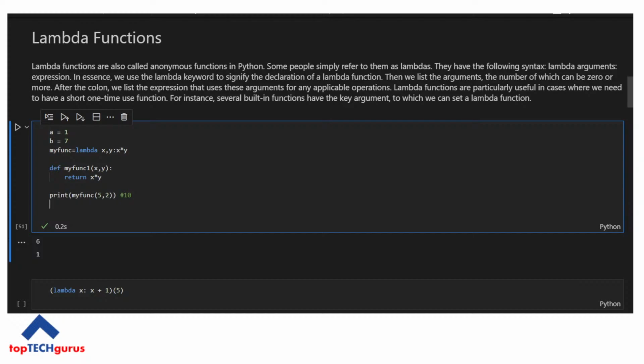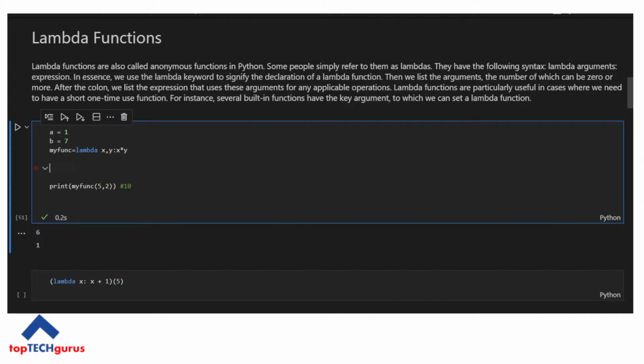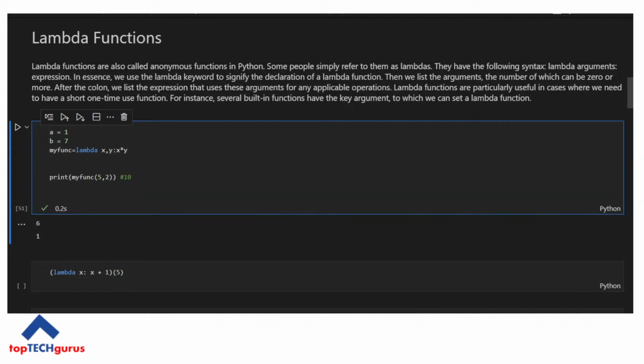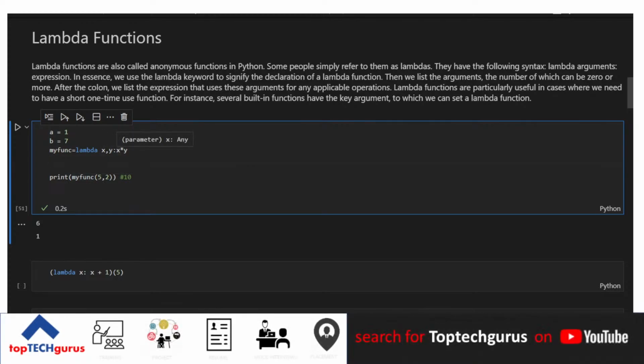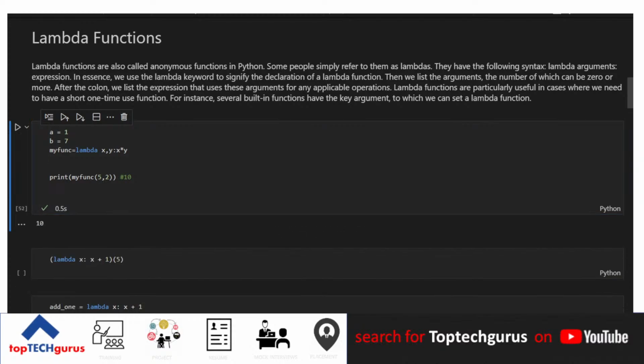Let's try invoking my function 2 with two parameters 5 and 2, and with two parameters we return the value x multiplied by y. So we see that it provides the value 10.